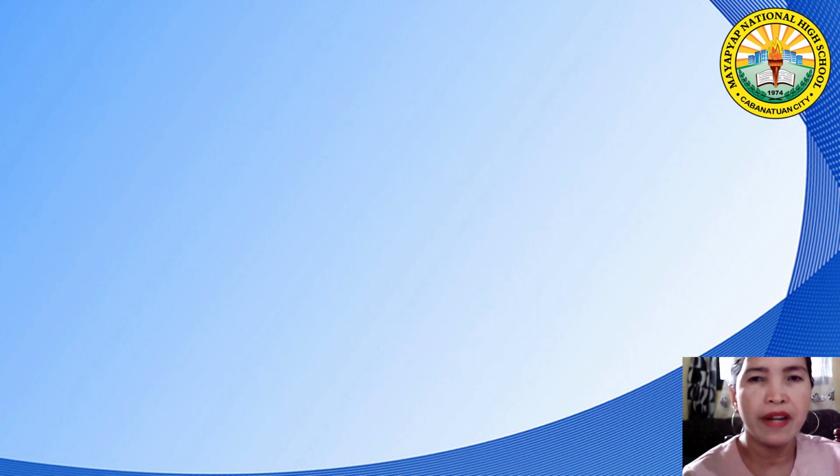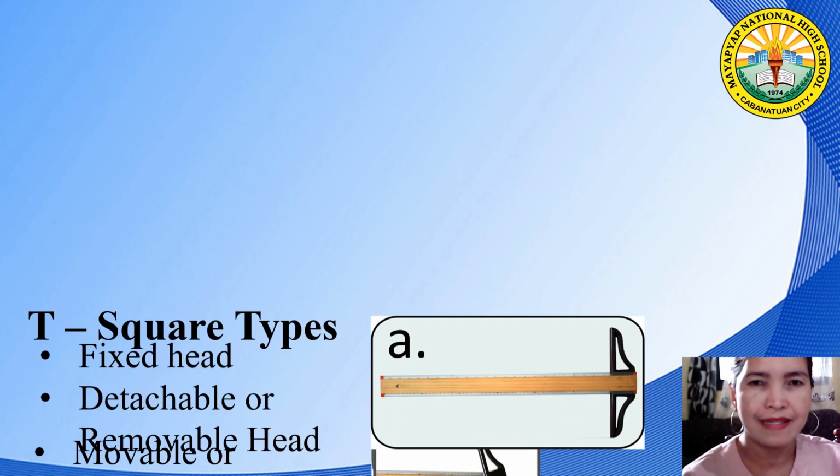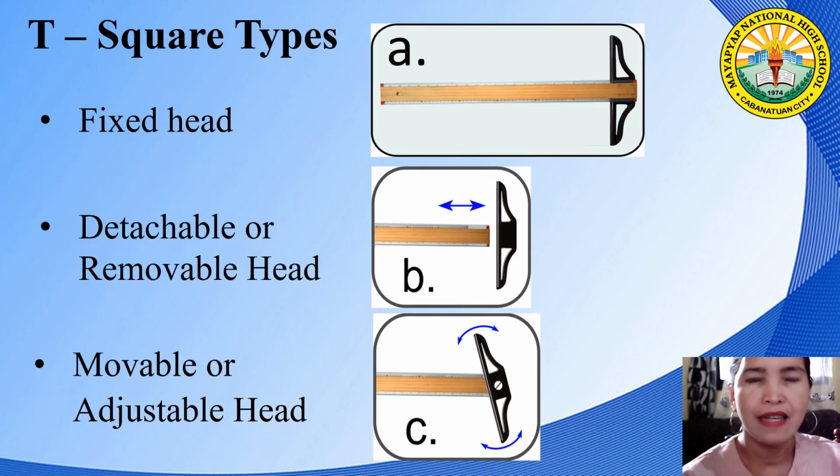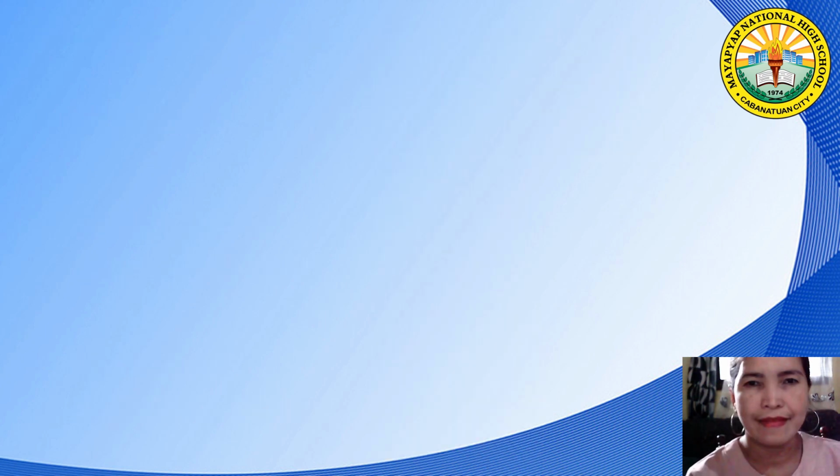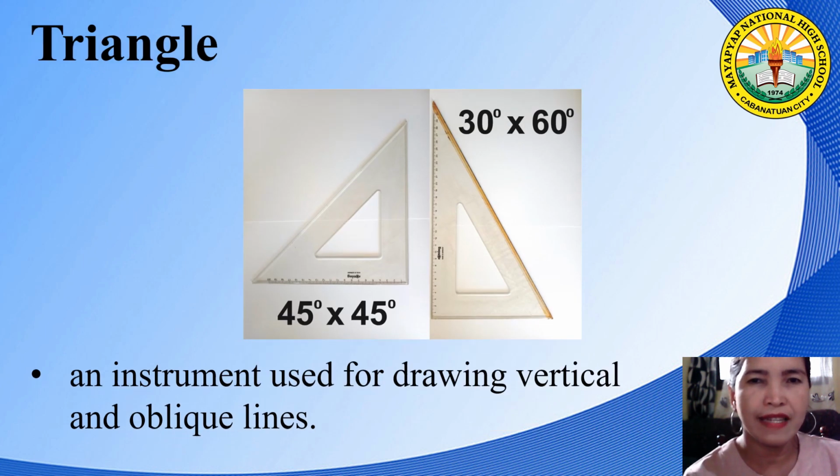And T-square has three types: the fixed head, detachable or removable head, and movable or adjustable head. The next is the triangle. It is an instrument used for drawing vertical and oblique lines, and the two types of triangles are 30 by 60 and 45 degrees by 45 degrees.